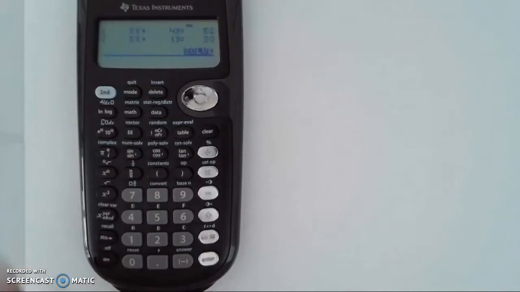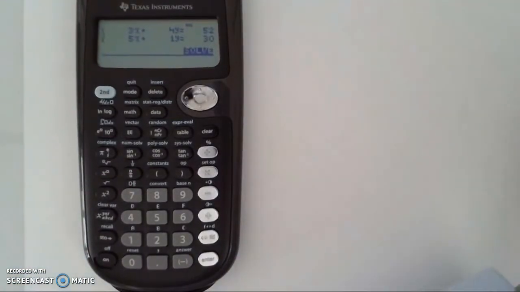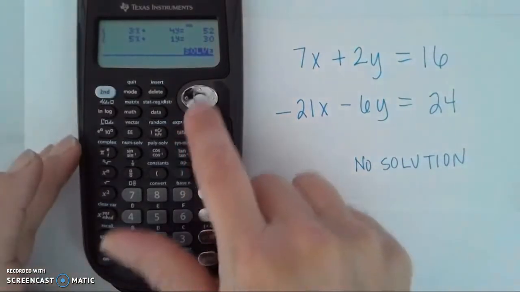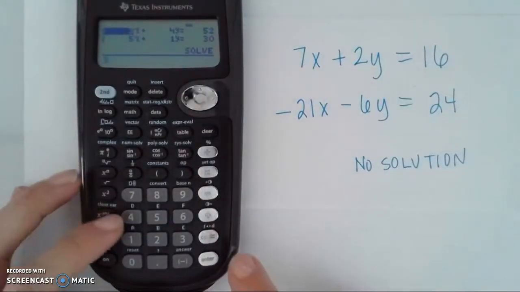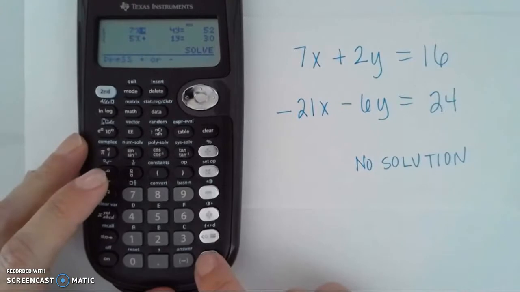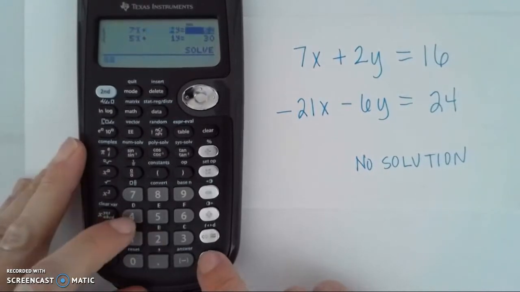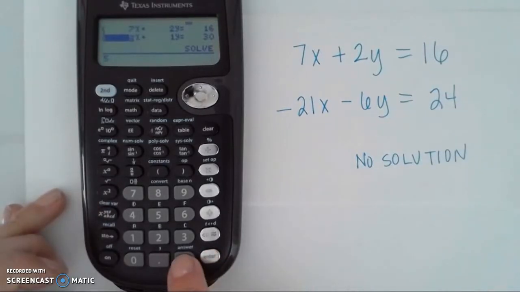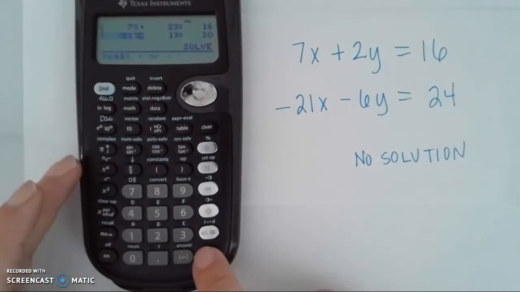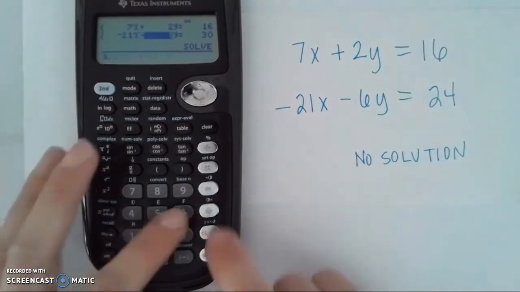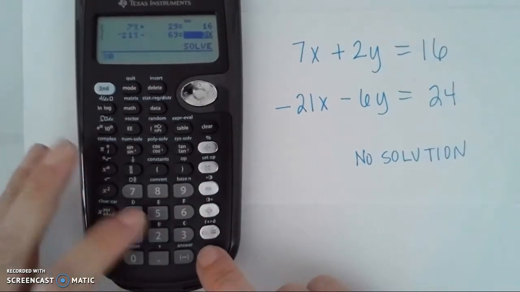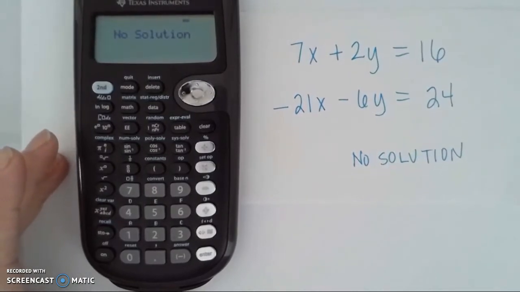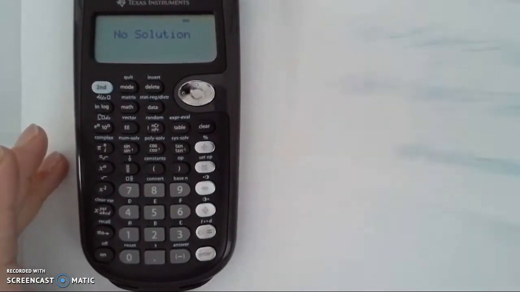If I hit the enter button again, it will take me back to the system so that I can do a different example. I'm going to scroll up and enter in different coefficients here. 7, a plus 2, 16. I'm going to use the negative button down below for negative 21, and then I have a minus 6. When I go to solve this one, the calculator tells me that there is no solution, so we know these are parallel lines.